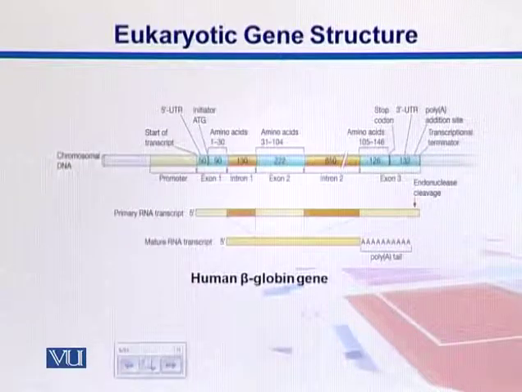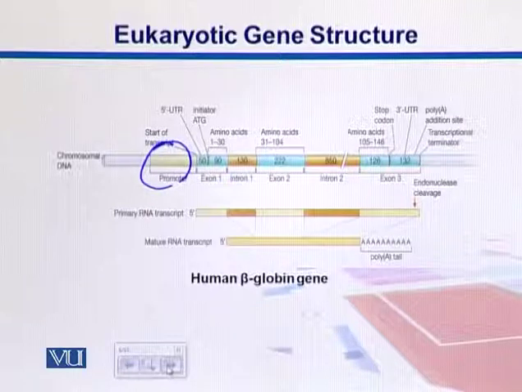Here is the structure of a typical eukaryotic gene. We see there is a chromosome, and the gene is the region where we can see some specific patterns. We can see there is a promoter region. Then there is the start of transcription. So transcription starts from here and ends at this point. So this whole region is then transcribed into messenger RNA. Then we see the blue ones are exons and the orange ones are introns.